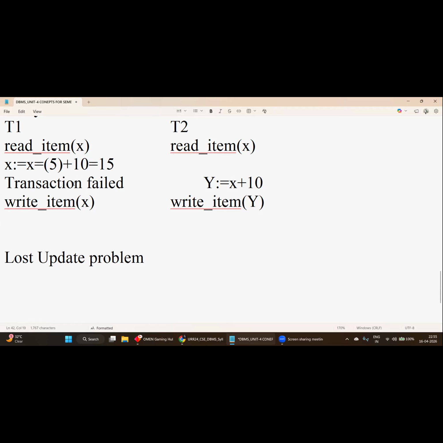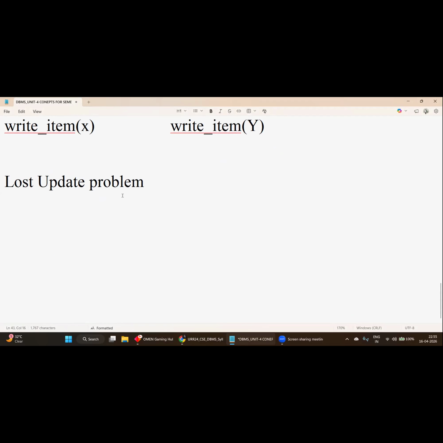If the transaction failed, for example, then no write item is performed. Initially X is equal to 5, right? So here also we should get the value 5, but we won't get 5. It will return 15 here. So this is the dirty read problem. Unnecessary data is coming. Even without the write, the modified value is going. But if the transaction fails, it should go back to the starting point.